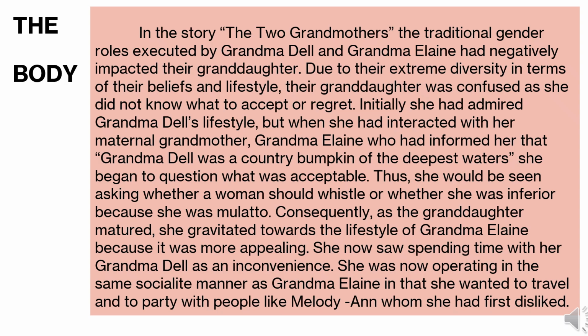Consequently, as the granddaughter matured, she gravitated towards the lifestyle of Grandma Elaine because it was more appealing. She now saw spending time with her Grandma Dell as an inconvenience. She was now operating in the same socialite manner as Grandma Elaine, in that she wanted to travel and to party with people like Melanie Ann, whom she had first disliked. Do you agree?